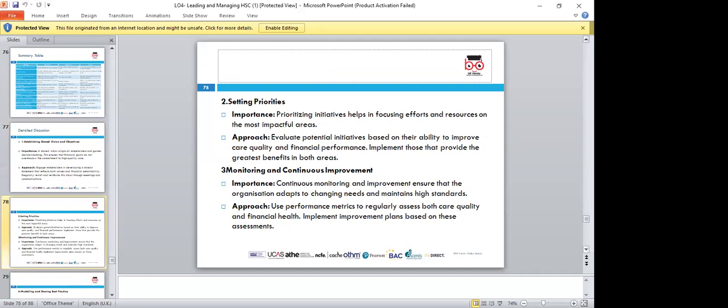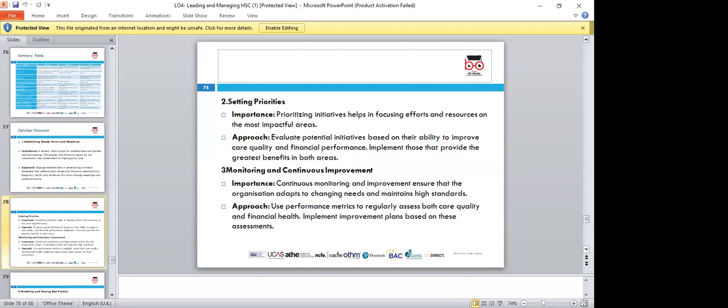Setting priorities, importance: prioritizing initiatives helps in focusing efforts and resources on the most impactful areas. The approach: evaluate potential initiatives based on the ability to improve care quality and financial performance.